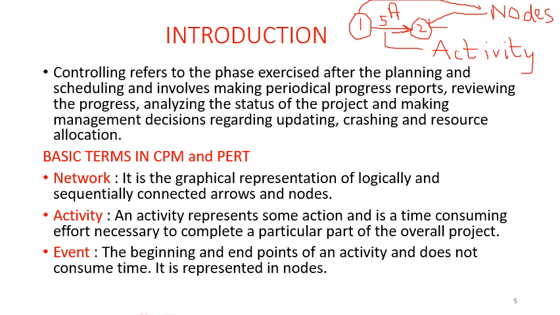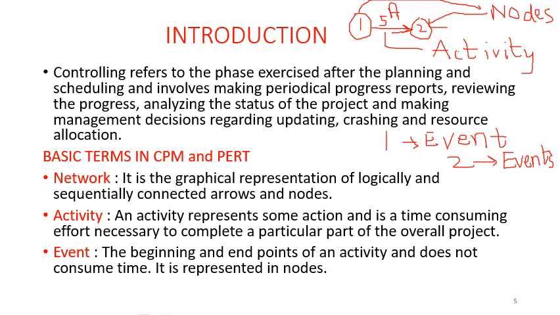And the numbers written in these nodes, 1 and 2, are events. 1 is an event, and similarly, 2 is also an event. So these events 1 and 2 are indicated in the nodes, and the nodes are represented by circles. Sorry, I said activity is represented by a node. Correction: activity is represented by an arrow.